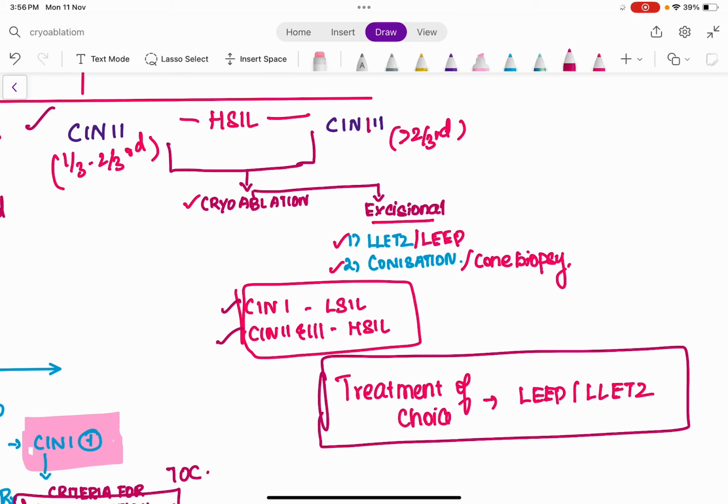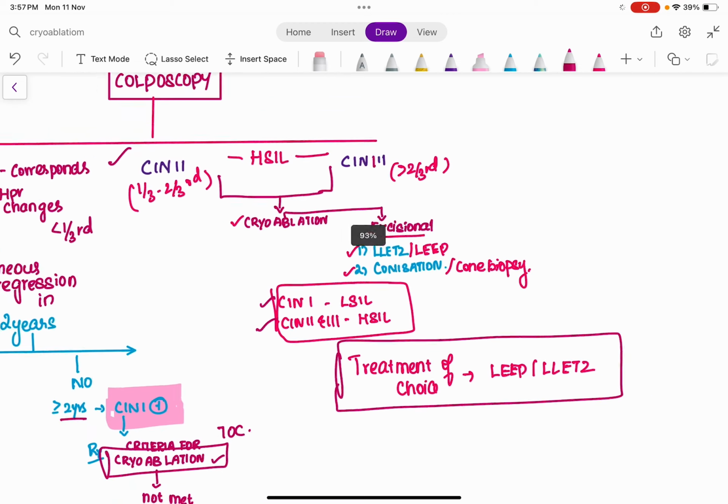The excisional procedures available to us are loop electrosurgical excisional procedure, and the other procedure which can also be done in patients with CIN2 and 3 is conization or cone biopsy, where you remove a cone-shaped wedge of tissue from the cervix, which involves the ectocervix, endocervix and the transformation zone.